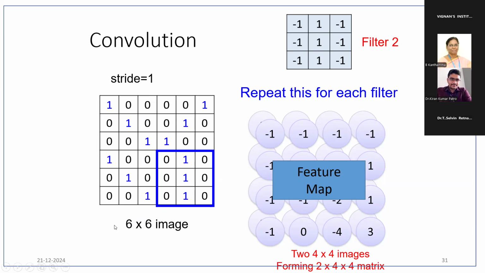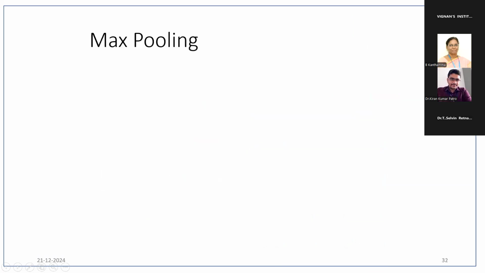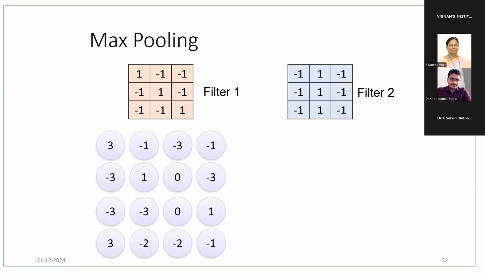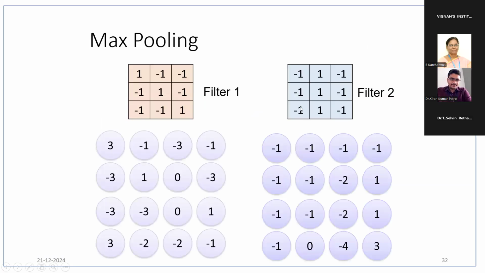See, here you can observe your 6x6 image. When your 6x6 image passes through two different convolutional filters, your feature map size is modified to 4x4. 6x6 is converted into 4x4 after applying the convolutional filter. Then pooling. So what is meant by max pooling? Now these are your feature maps from the convolutional layer.